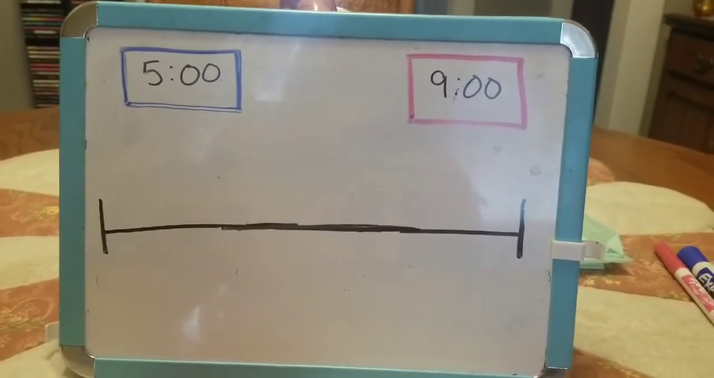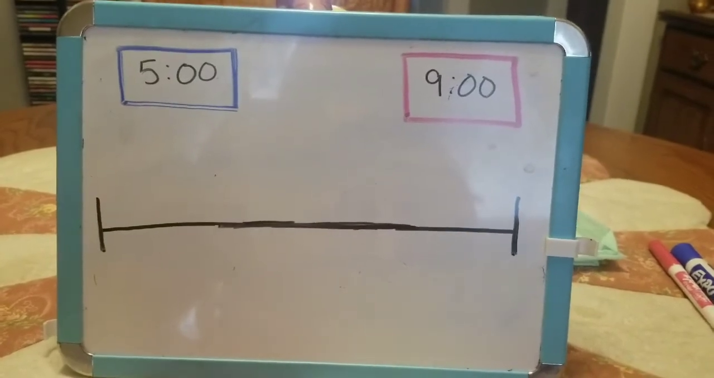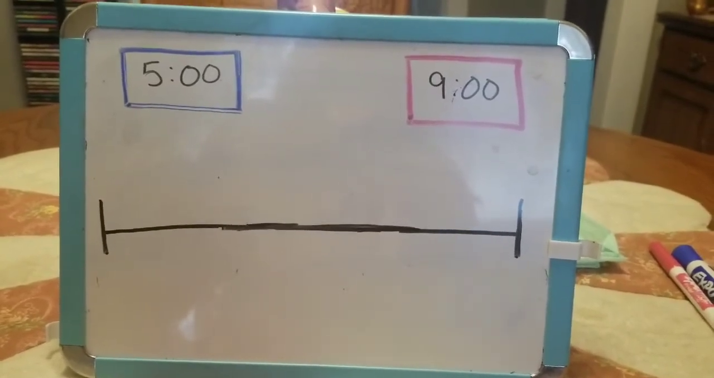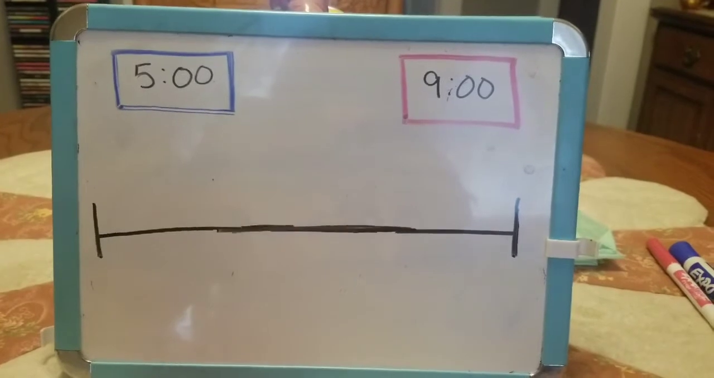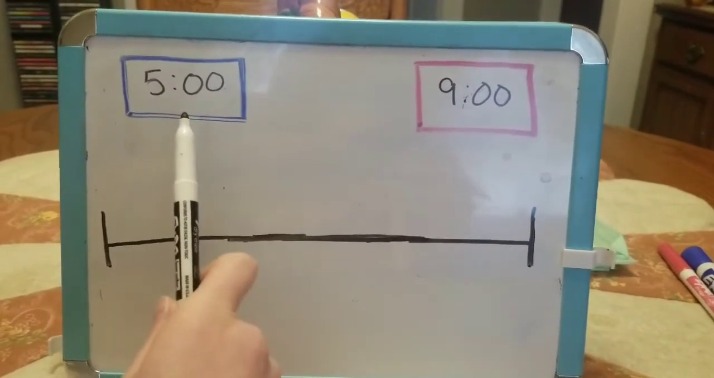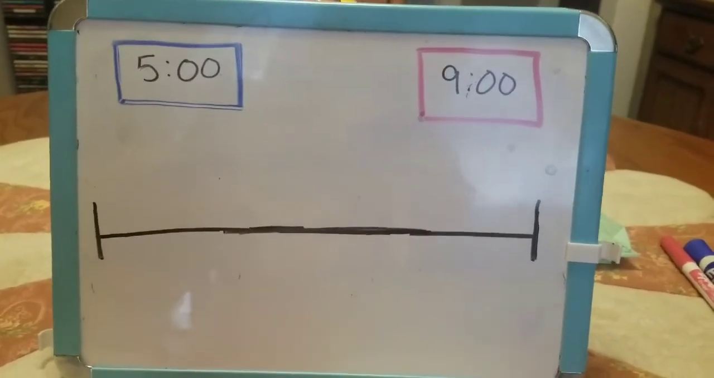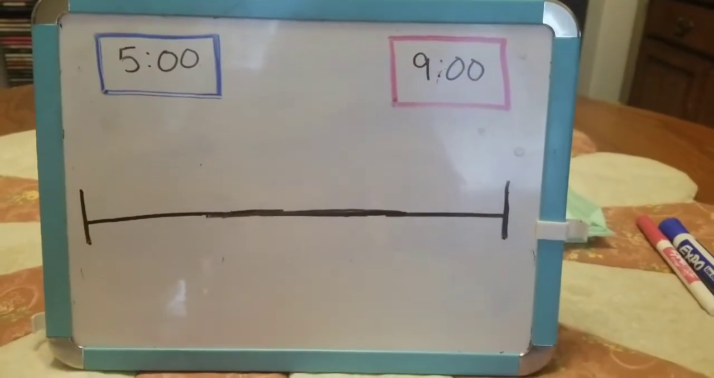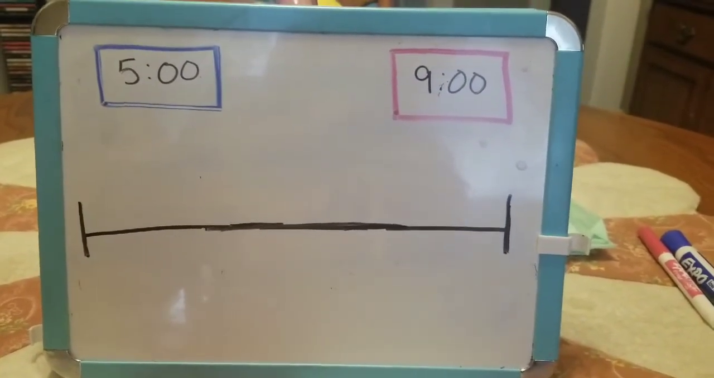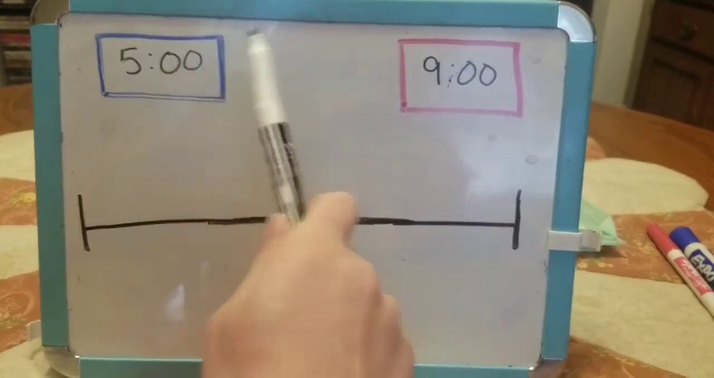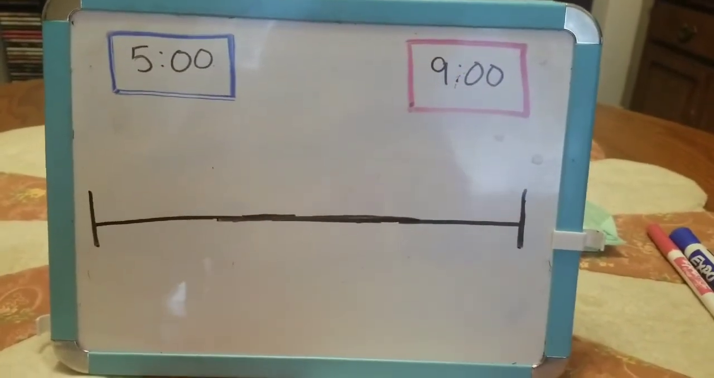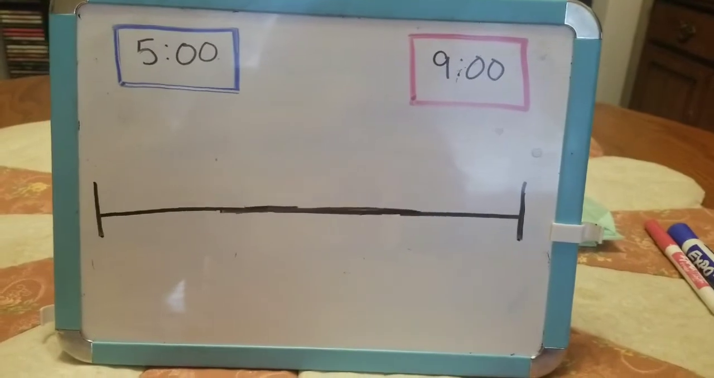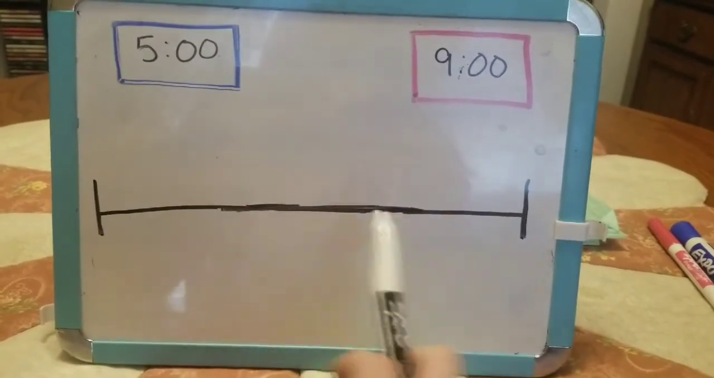So before I get started on working out the word problem, I always like to make sure I write down what the word problem gives me. So the word problem gave me that work started for Miss Morris at 5 o'clock, and work had ended for Miss Morris at 9 o'clock. And now I need to figure out how much time had passed between 5 and 9 o'clock. And the way I'm going to do that is with a strategy called a number line.